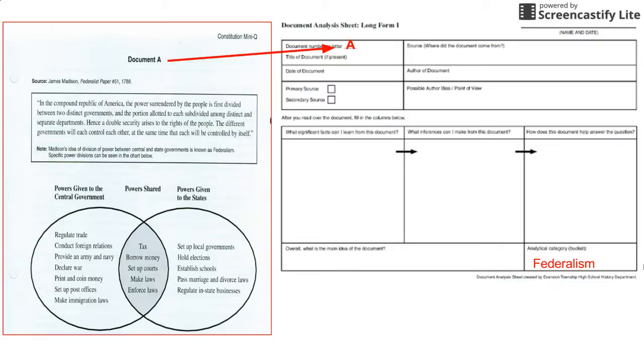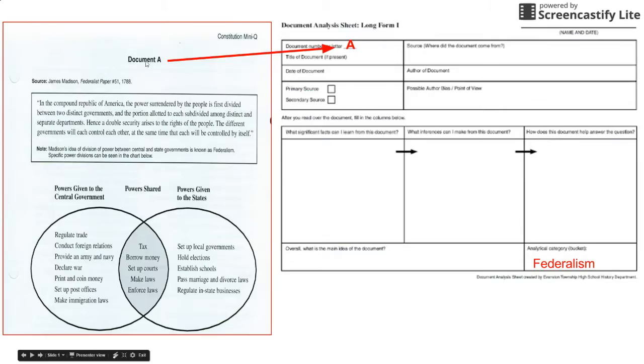Now notice that I am going to go ahead and give you the bucket that this document is going to fall under. Normally when you do your DBQs, it's up to you to analyze your documents and then come up with your buckets. For this one, I'm giving you those buckets ahead of time and giving you the document that goes with each bucket. So this one is federalism.